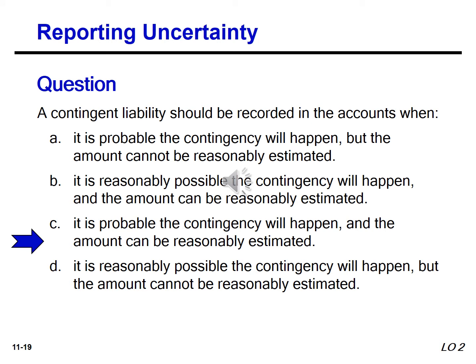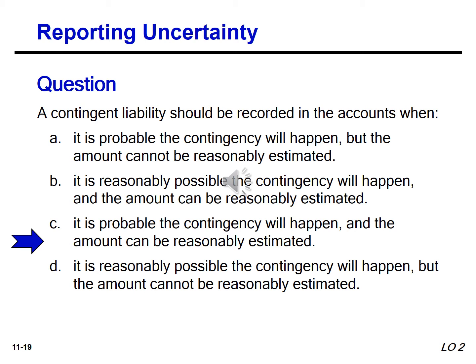A quick question says a contingent liability should be recorded in the accounts when A, it is probable the contingency will happen, but the amount cannot be reasonably estimated. B, it is reasonably possible the contingency will happen and the amount can be reasonably estimated. C, it is probable the contingency will happen and the amount can be reasonably estimated. Or D, it is reasonably possible the contingency will happen, but the amount cannot be reasonably estimated.